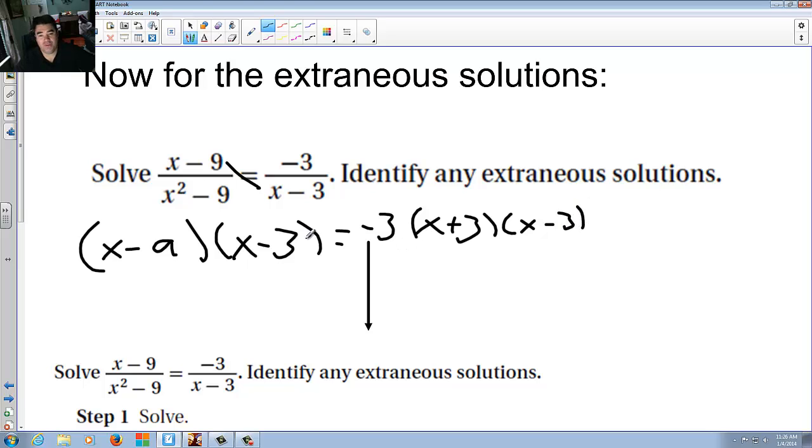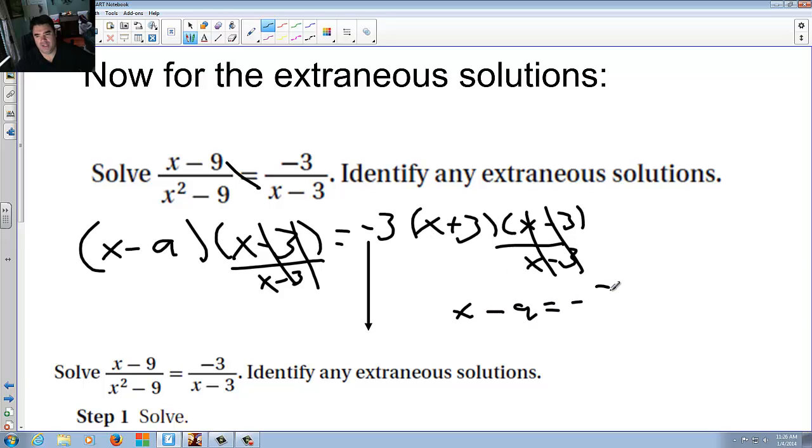The value to doing that is, notice I have x minus 3 over here and x minus 3 over here. If I divide by x minus 3 to both sides, I can basically just get rid of them right away, leaving x minus 9 equals negative 3x minus 9. You can go from there, add 9 to both sides, and you get x equals negative 3x.